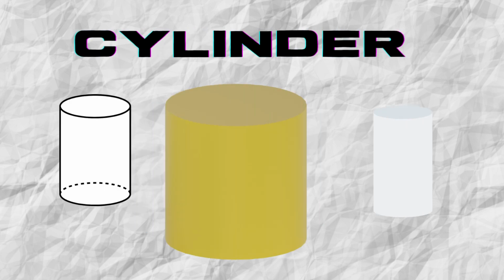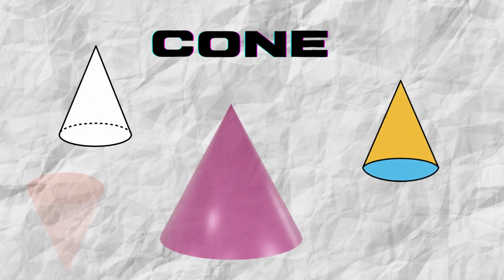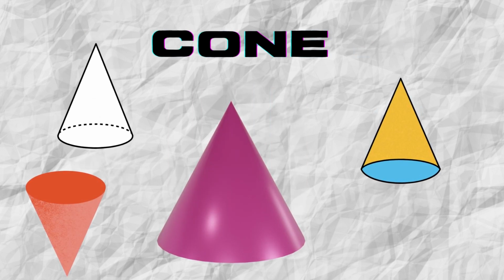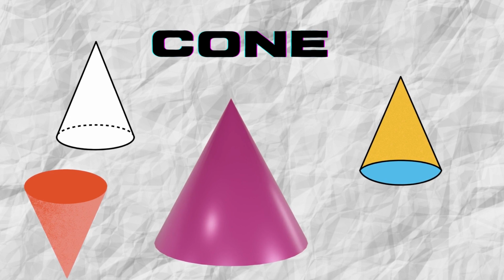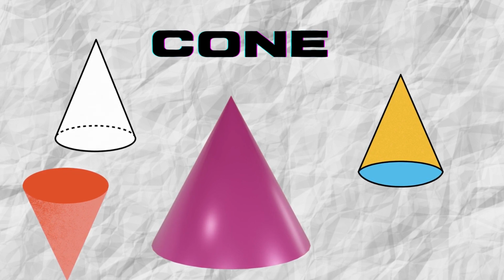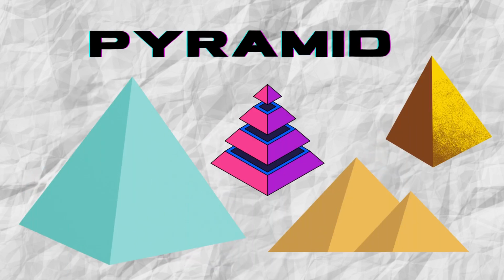Cylinder. A 3D shape with two circular bases connected by a curved surface. Cone. A 3D shape with a circular base and a curved surface that narrows to a point, apex. Pyramid. A 3D shape with a polygonal base and triangular faces that converge at a common vertex.